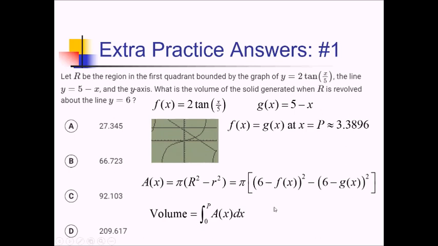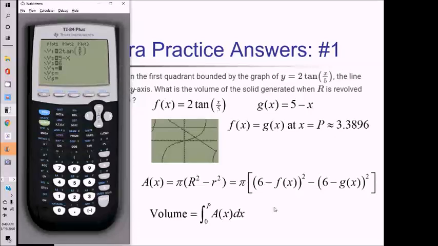And now it's time for the calculator again. Just to make this as tidy as possible, I'm going to define my A of x function as a y equals. I'm going to put this in y4. So I'm going to have pi times, I've got to open a parentheses now, and open another parentheses. In this parentheses, I'm going to put big R. That's going to be 6 minus the f function. So that's 6 minus alpha trace y1. Close that parentheses and square it. Now I have to subtract another parentheses. This is little r. This is 6 minus the g function. So alpha trace y2 for that. Close that and square it. Close the big parentheses. All right, so that's my A of x function.